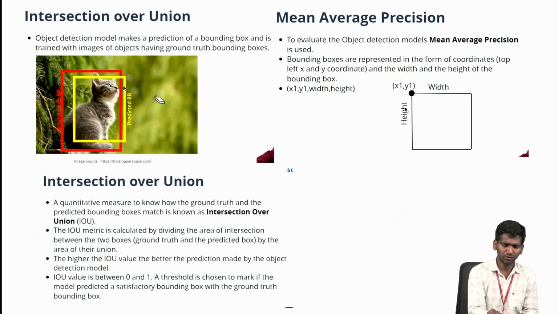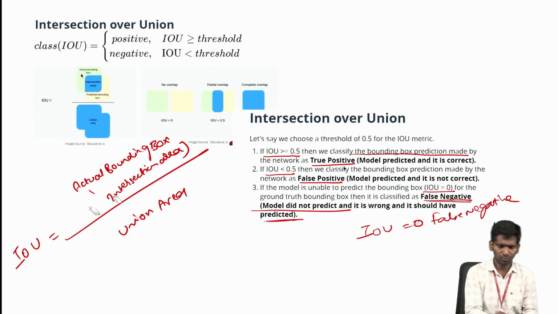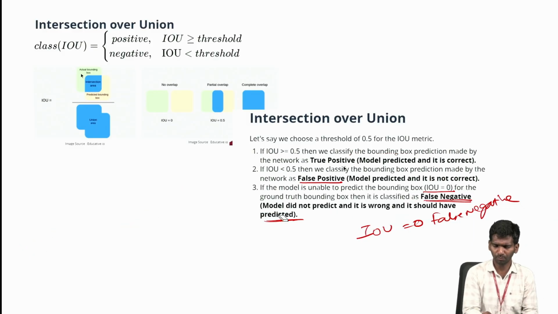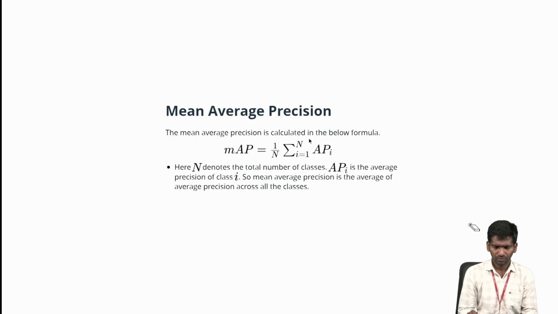So that is also one of the parameters to detect how good the models are, how good the object detection has happened, whether objects are detected properly or not. Next technique, mean average precision. We can use mean average precision to evaluate object detection. This is the formula for that, so you can use that also.